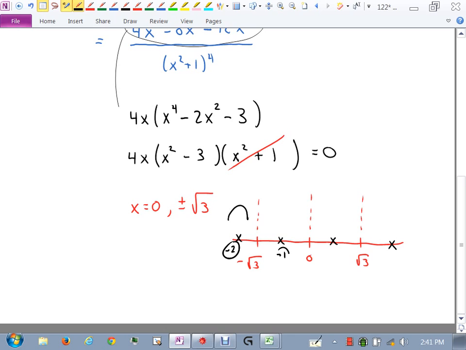Negative 1 gets plugged in. Plug in negative 1. You get negative on the outside. But then here, negative 1 squared is 1. Take away 3. So negative times negative becomes positive. Plug in positive 1, and you get a negative. And then plug in 2, and you get a positive. And it won't always switch, okay? It won't always be like negative, positive, so you just have to find one and the rest are alternating.